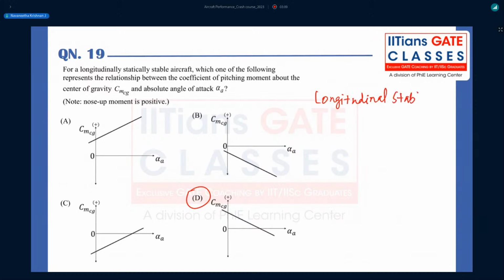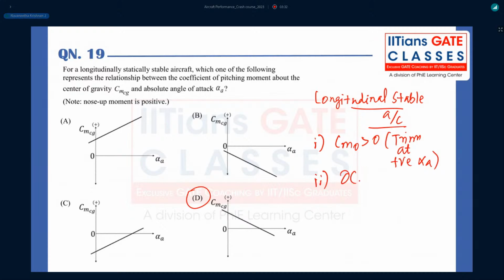We know that there are two conditions for a longitudinally stable aircraft to be in equilibrium. These two conditions have to be satisfied. One, Cm0 should be greater than 0 in order to trim at positive angle of attack. Second, dou Cm by dou alpha should be less than 0 in order to bring it back to the original equilibrium condition. So for the aircraft to be longitudinally stable, Cm0 should be greater than 0 and dou Cm by dou alpha should be less than 0.